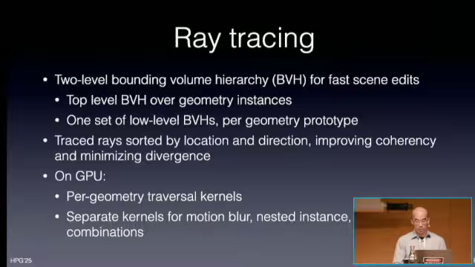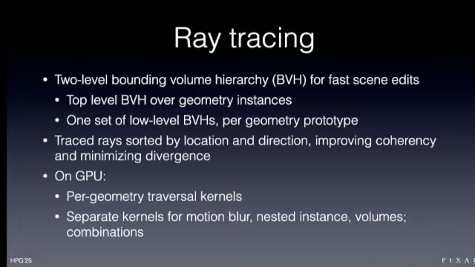For ray tracing, XPU is organized using a two-level BVH system. The top level BVH is built over all geometry instances, and the bottom level is a collection of BVHs, one for each geometry prototype. This design, inherited from our previous renderer, allows us to speed up edits. Transform edits rebuild only the top BVH. Deformation edits, or edits to geometry, are localized to rebuilding only a single prototype BVH. Rays fired into the scene are sorted both by spatial location and direction, which helps improve coherency and reduces divergence.